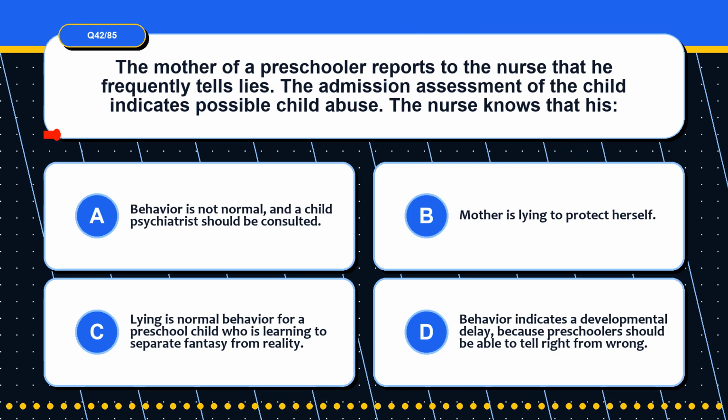Question 42. The mother of a preschooler reports to the nurse that he frequently tells lies. The admission assessment of the child indicates possible child abuse. The nurse knows that here are the options. Option A, behavior is not normal and a child psychiatrist should be consulted. Option B, mother is lying to protect herself. Option C, lying is normal behavior for a preschool child who is learning to separate fantasy from reality. Option D, behavior indicates a developmental delay because preschoolers should be able to tell right from wrong.